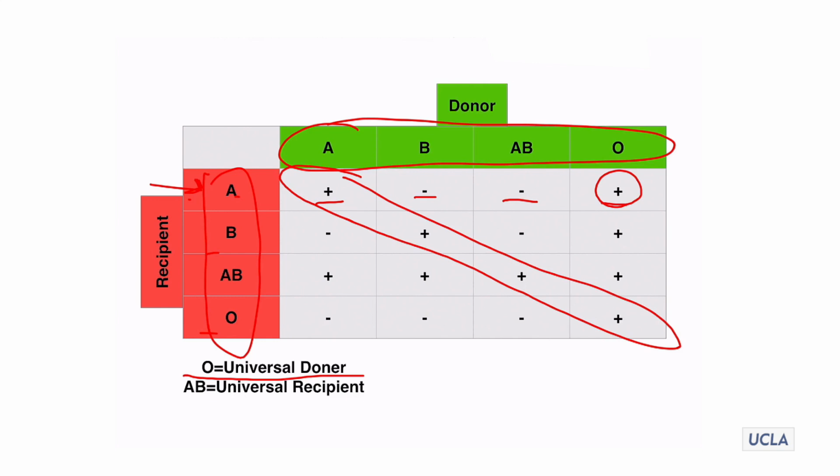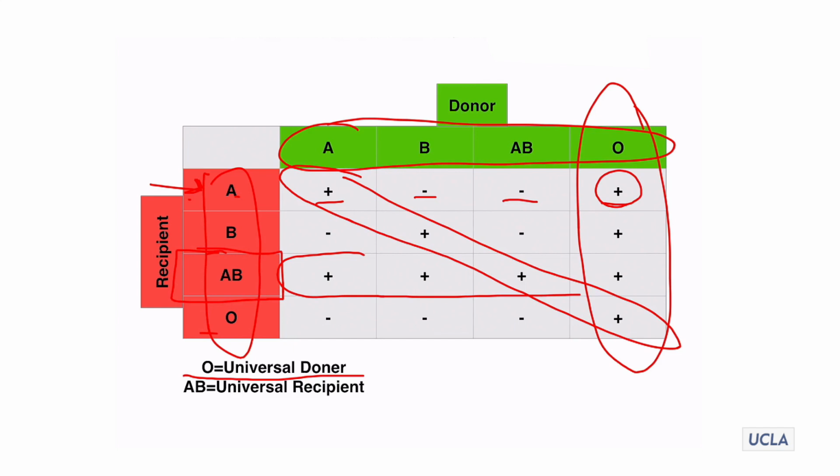So O blood can basically donate to every single blood type. And then the other kind of interesting case comes from AB blood, because people who have AB blood, remember, they have A and B antigens on their red blood cells, which means they can't produce any antibodies against either of those A or B antigens. And because they can't produce any antibodies against A or B antigen, they can accept blood from all the blood types. From A, B, doesn't matter.